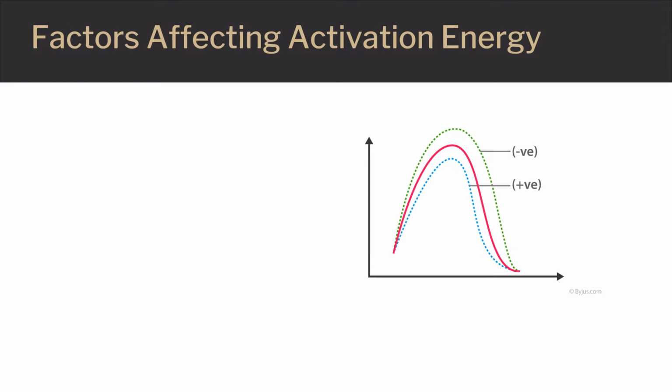Activation energy depends on two factors. One is the nature of reactants. In the case of ionic reactants, the value of EA will be low because there is an attraction between reacting species. While in the case of covalent reactants, the value of EA will be high because energy is required to break the older bonds.